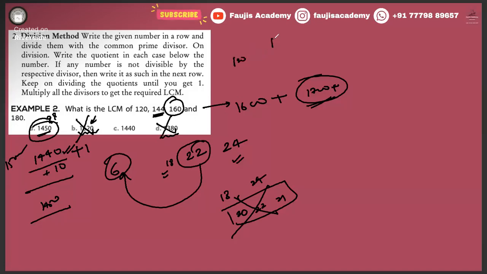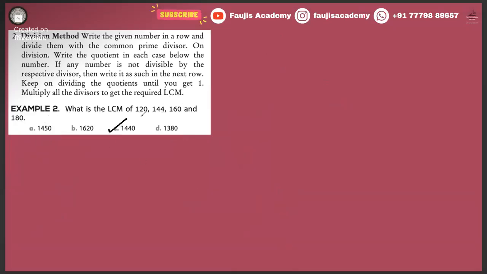If you divide by 120, 120 is a multiple, and the next multiple is 240. So 118 is in between, which is not a multiple of 120. Yes or no? So which one is the right answer over here? Option C, sir. Option C.